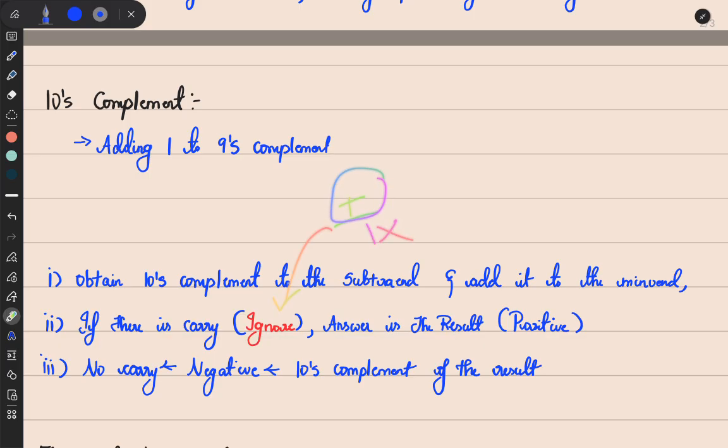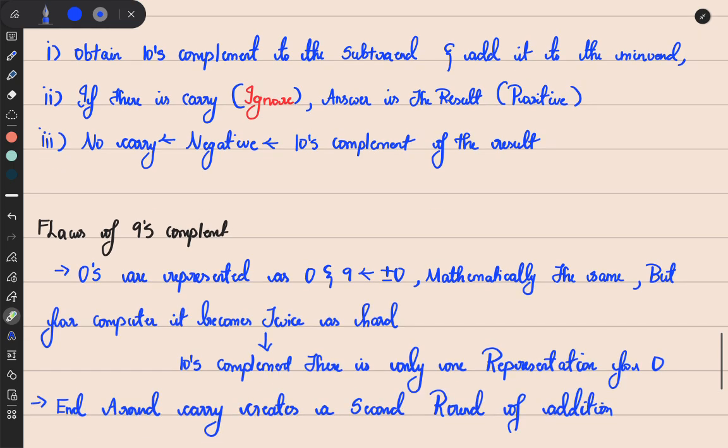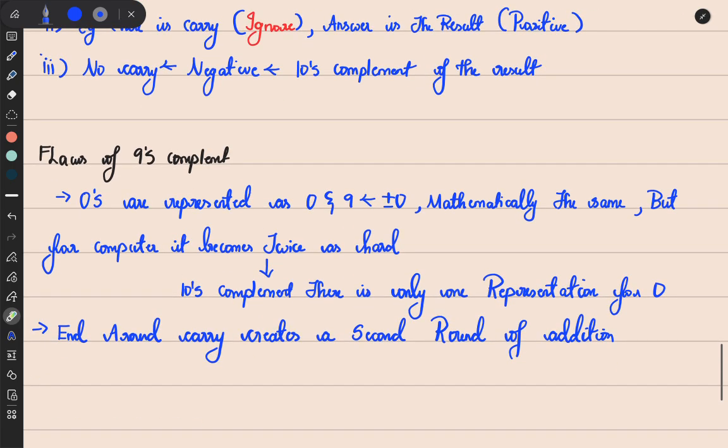So here, if there is a carry, the answer is positive, and we ignore the carry. If there is no carry, then this indicates that the answer is negative. And if the answer is negative, we take the tens complement of the result and then put a negative sign with the answer. So if there is no carry, the answer is negative, and we take the tens complement. If there is a carry, the answer is positive and the result is the answer. We do nothing. We do not take the tens complement again.